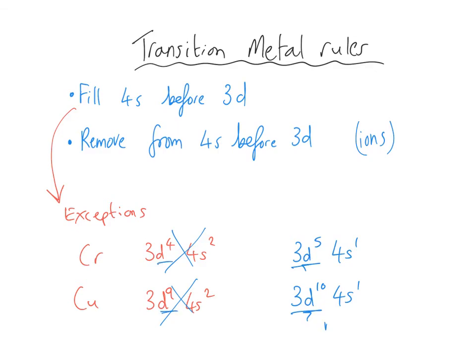So these are actually more stable, and so this is the organisation that we get for chromium and for copper in terms of their electrons, and those are 2 exceptions that you need to know of.